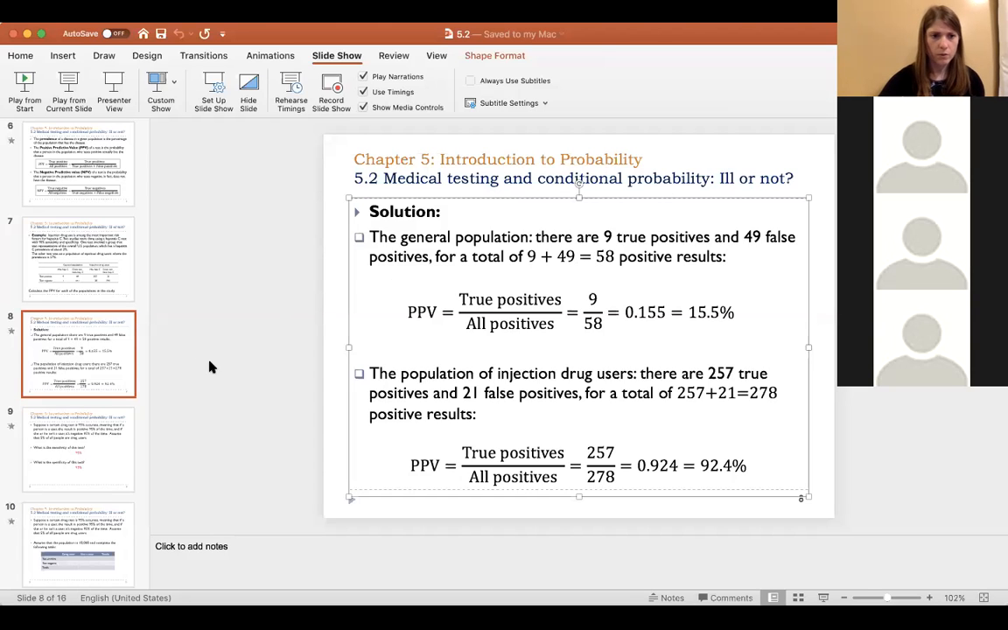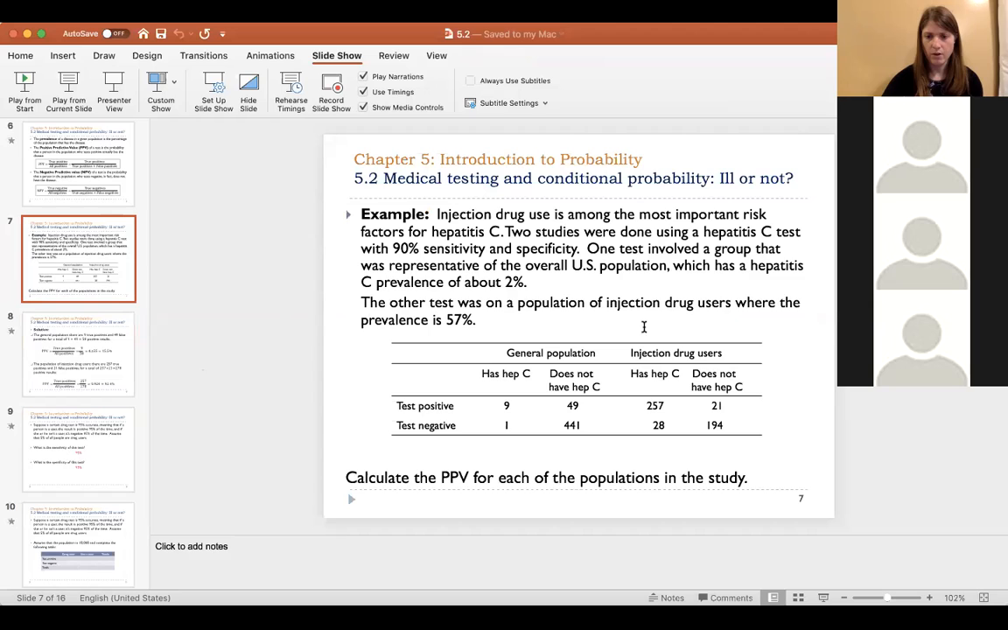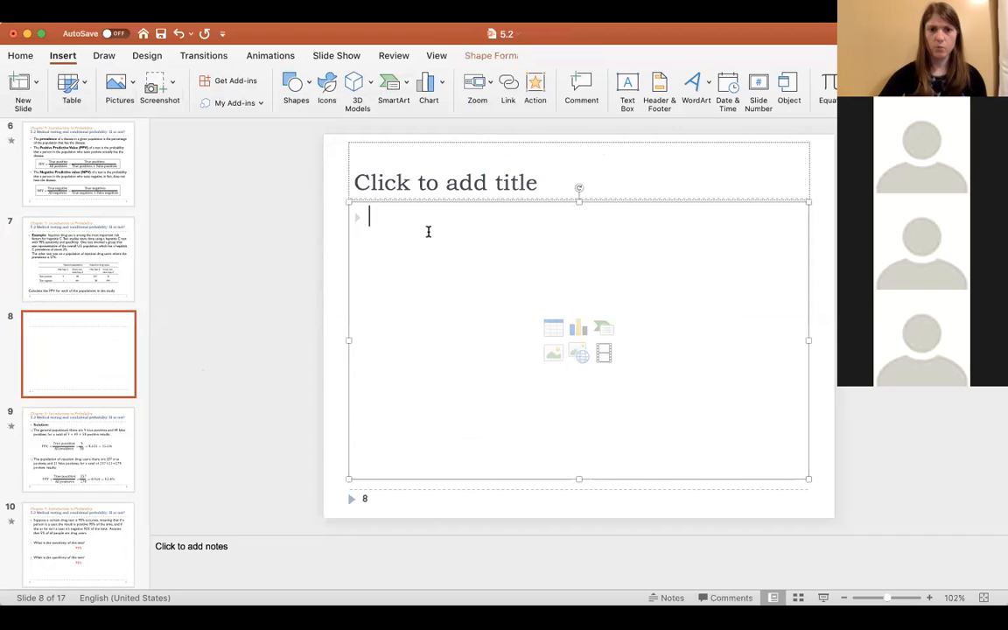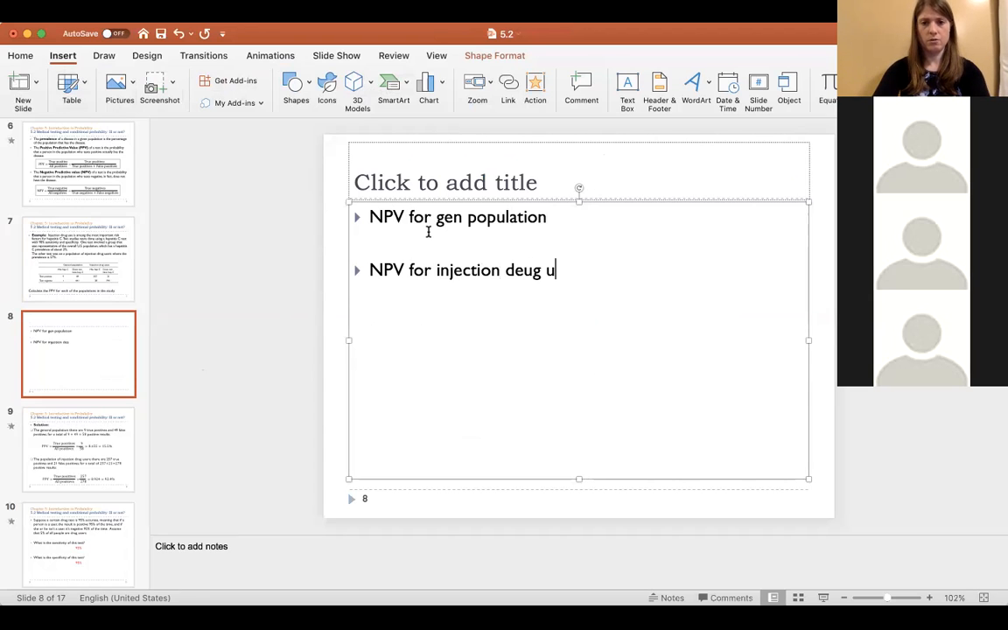All right, so we were looking at the table with our Hep C users, and I'm just going to add a slide here because what we want to calculate is the NPV for the general population. And then we're going to calculate the NPV for the injection drug users. And we know that just like the PPV, these are going to be different.